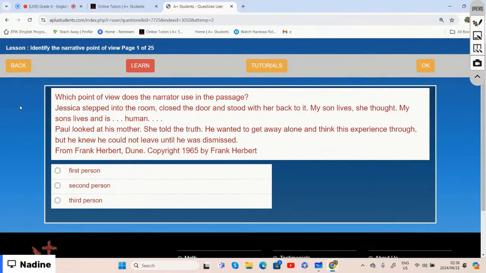Do we use it in the first person, second person, or in the third person? All right. So if we specifically look, especially at the pronouns that are being used, like he and she, the emphasis is mainly put on he and she and her. That basically gives us an idea that it is in the third person.